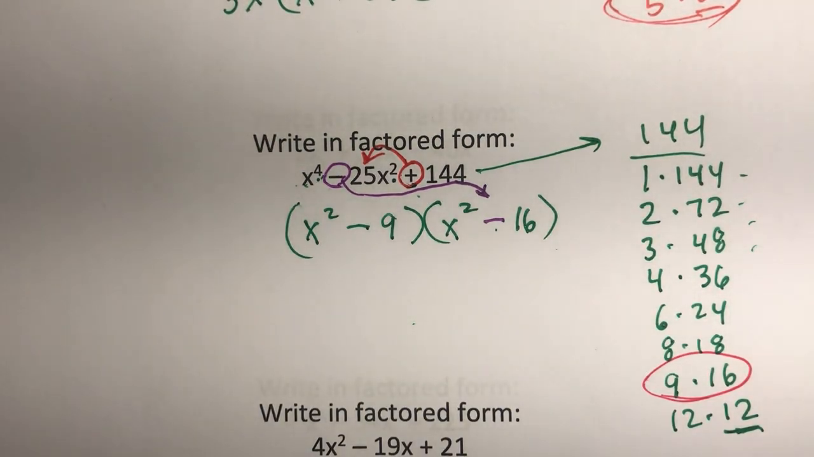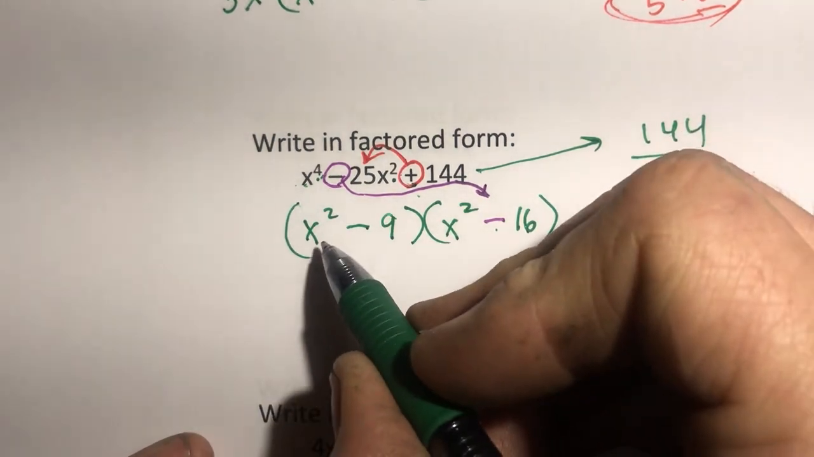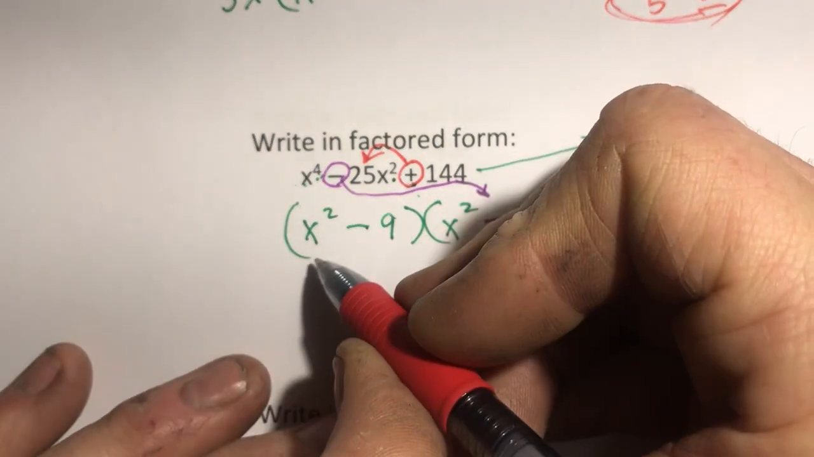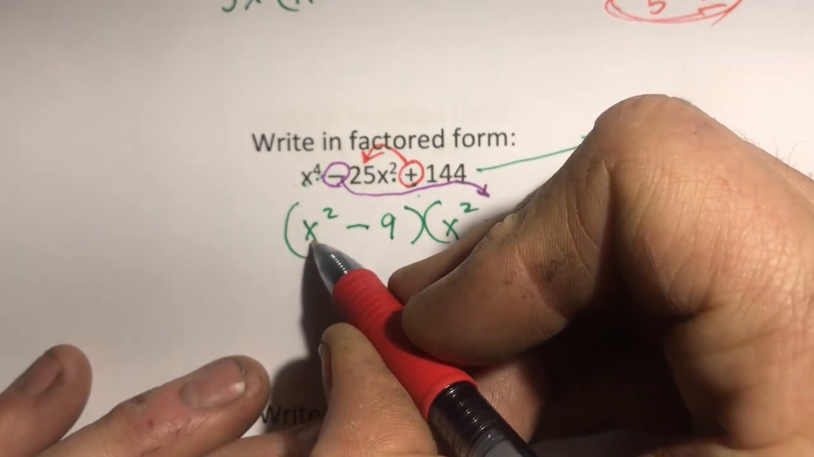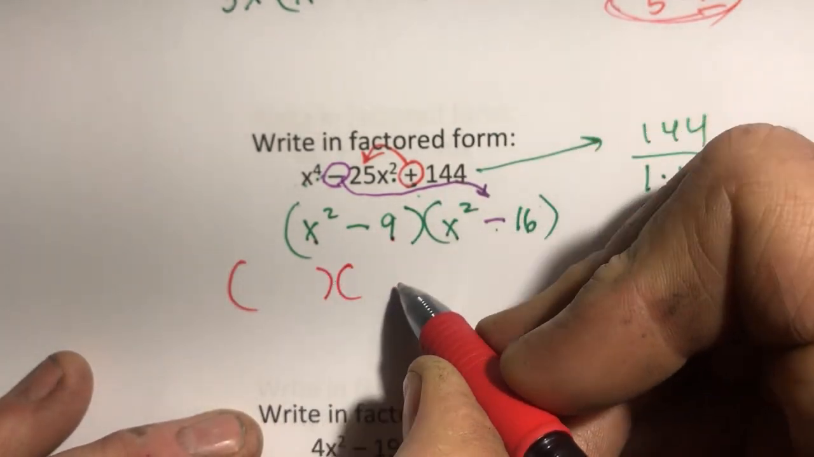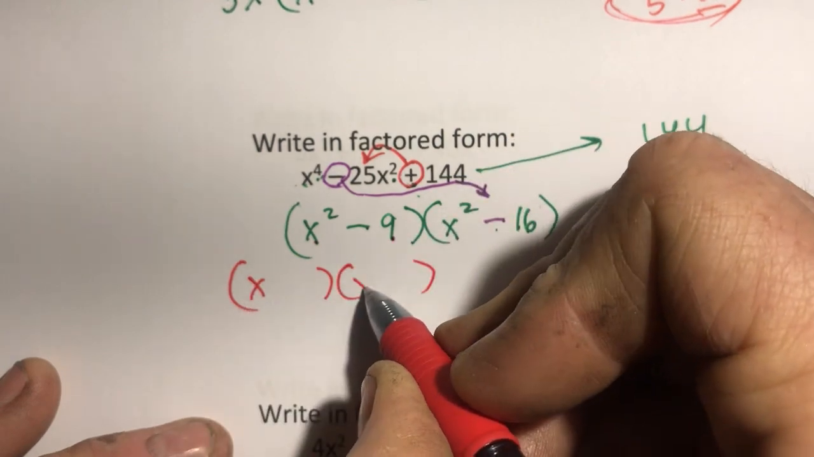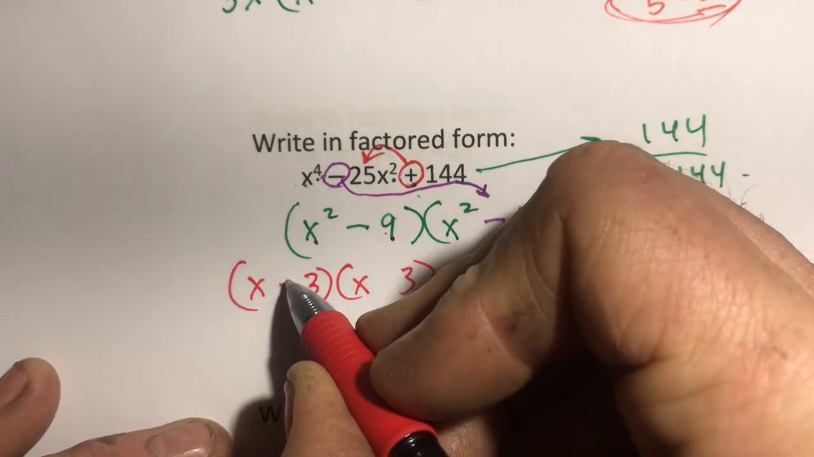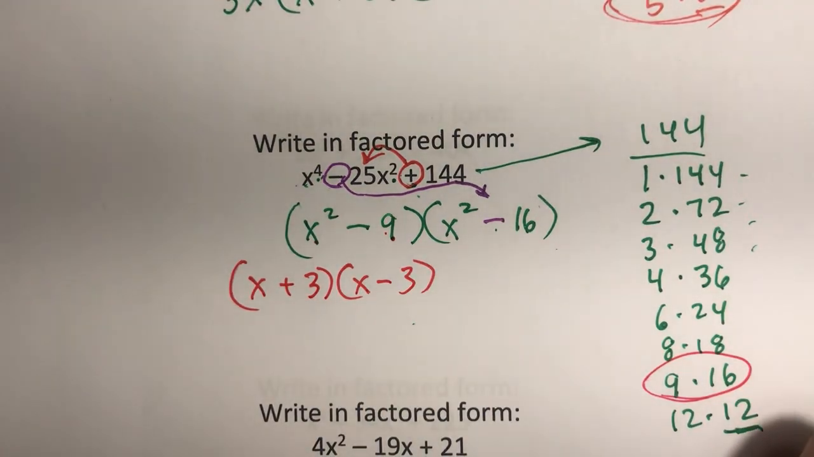And so we factored this down, but now I think there's still some more factoring that we can do. Because right here, if you remember from a few weeks ago, this is a difference of squares. This is x squared, and this is 3 squared. So I can break this one down. x times x is x squared. 3 times 3 is 9. One's plus and one's minus.